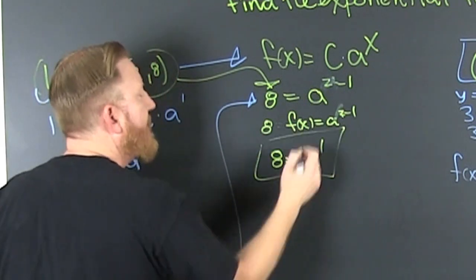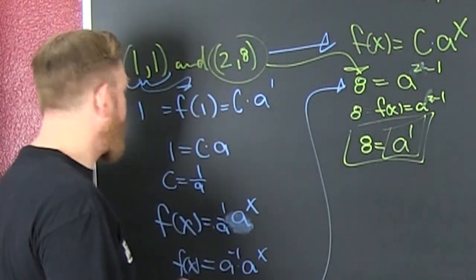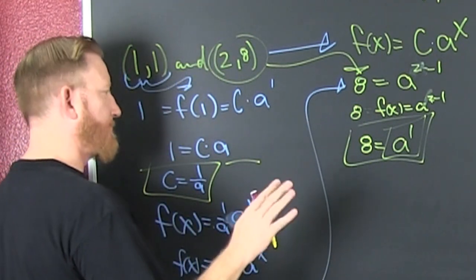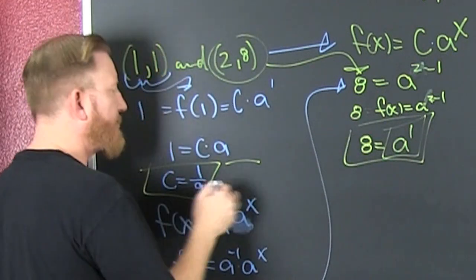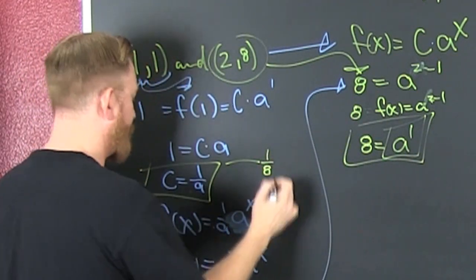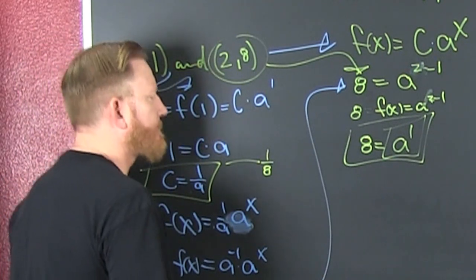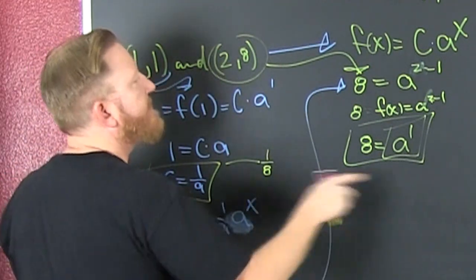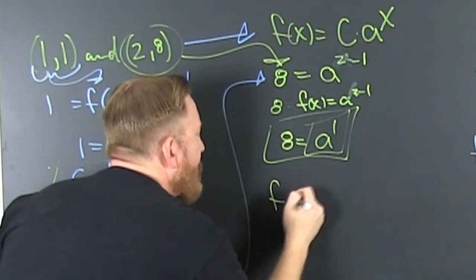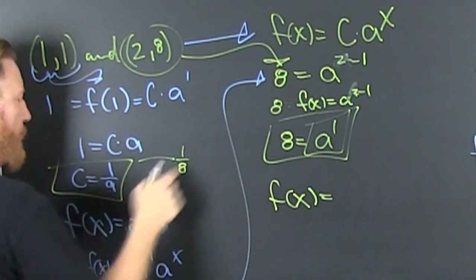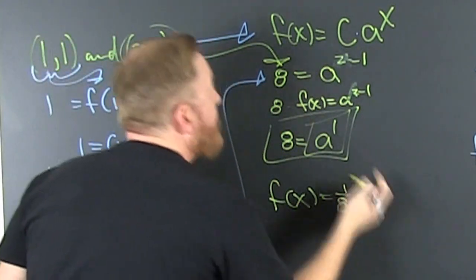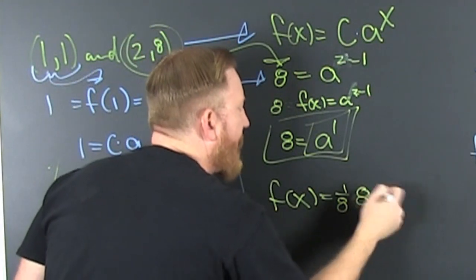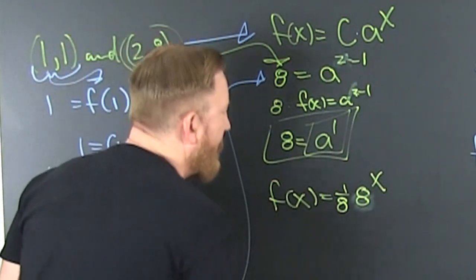So what does that say? That says that a is 8. And what does that say? That says that c is 1 over a, so c is 1 over 8. I can go and put that in there. That's f of x is my c, which is 1 over 8, times a to the x, and a was 8. So that's 1 over 8 times 8 to the x.